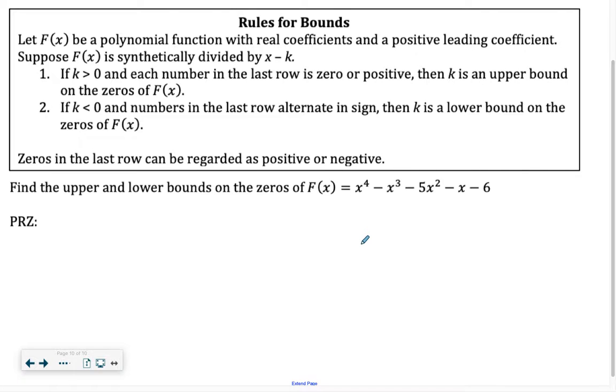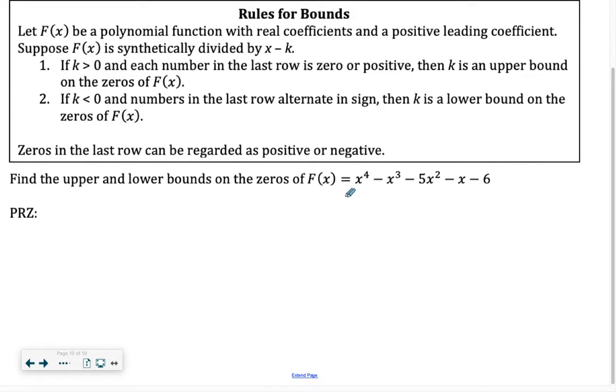Now first we would want to list out our possible rational zeros. So we take all the factors of the constant over all of the factors of the leading coefficient. So all the factors of 6 would just be 1 and 6 and 2 and 3, right? And in this case, we are just putting those all over 1 because my leading coefficient here is 1. So normally we would start by plugging 1 in and testing to see what happens.